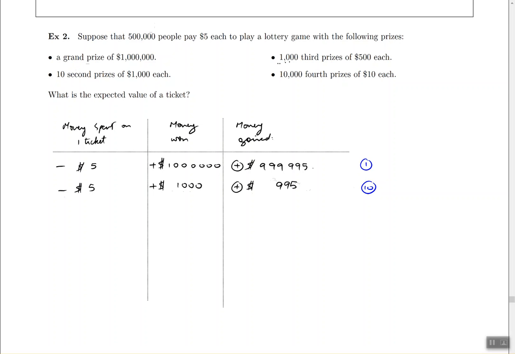Let's keep going. The third prize wins $500. So again, you're going to spend $5 to win one of those prizes. You're going to win $500, so your gain is going to be $495 at the end of the day. And how many of those tickets are there? There are 1,000 of these tickets. So far it's 1,011 tickets that have been gone out of 500,000.